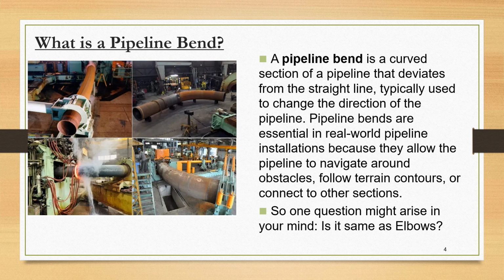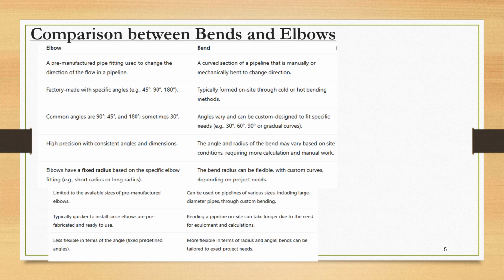Now one question might arise in your mind, that is, is it the same as an elbow? Because you might have heard the term piping elbow, and here you are hearing pipeline bend. Even in on-plot piping sections near the station ends, you have heard the term pipeline elbow also. So what are the major differences between an elbow and a bend?